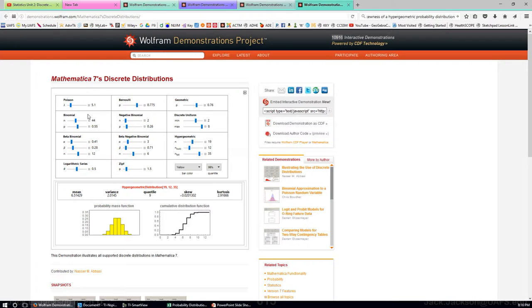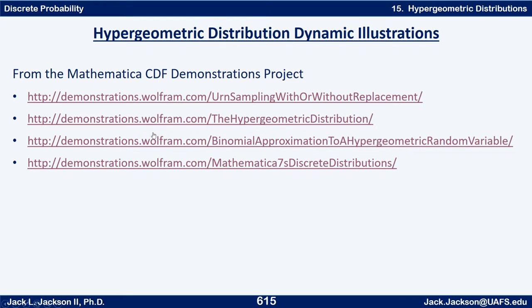So there's a few that we've talked about. We've talked about Bernoulli, geometric, binomial, discrete uniform, hypergeometric, and we will talk about Poisson just a little bit. But then there are a few other ones that you could look at as well and play around with. So if you look at these different links, then you can get to that site that we were just at and experiment with some of these.